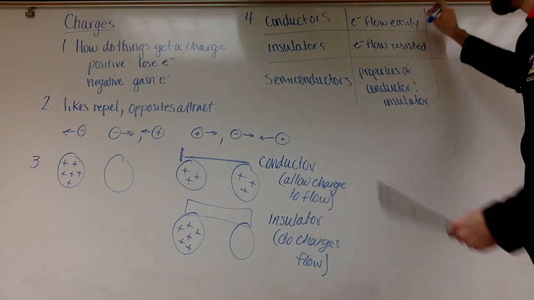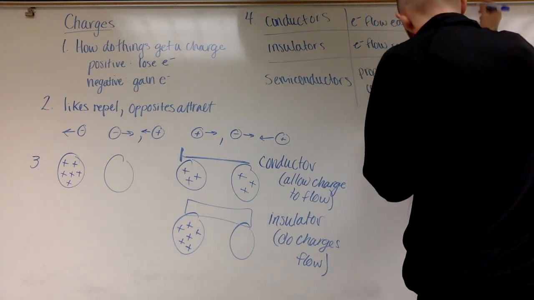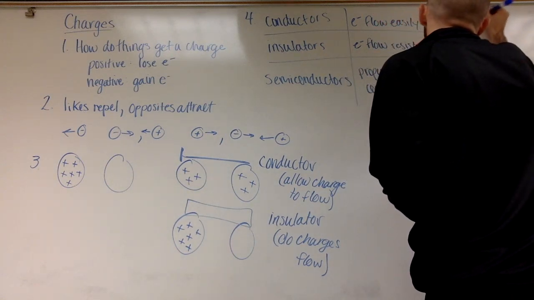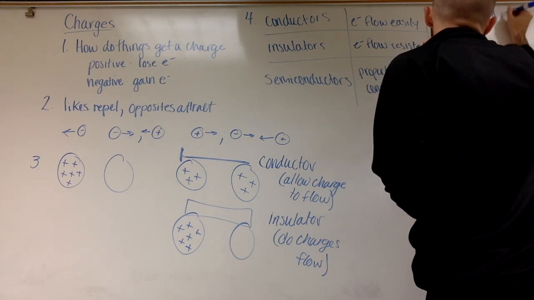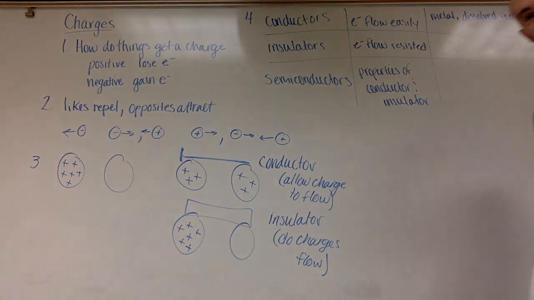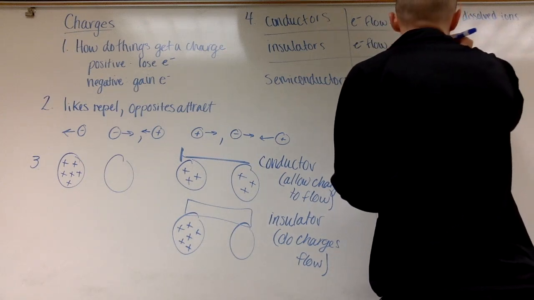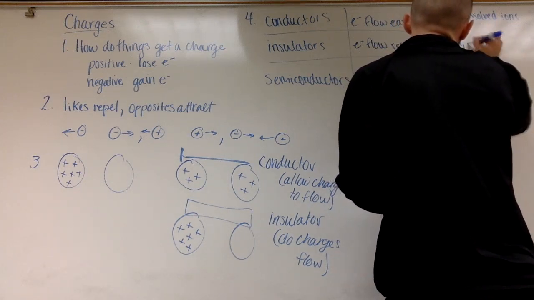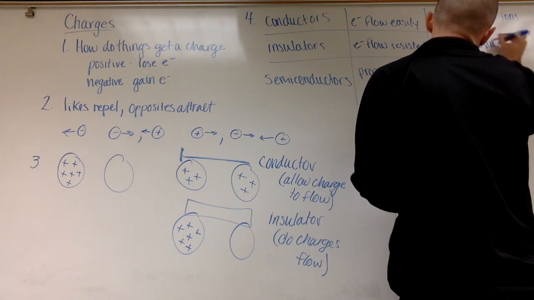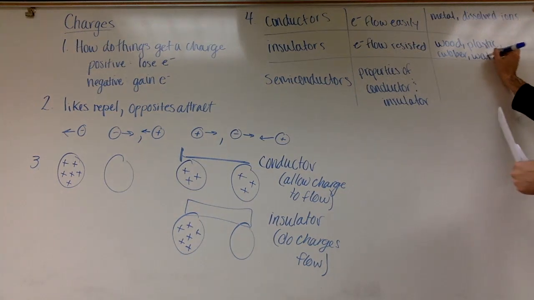So examples of conductors are metal, dissolved ions, and in my case, unfortunately, skin, because I have an extremely low skin resistance, meaning I get shocked. So if you're sweaty, it happens to you too. Things that resist electricity flowing are things like wood, plastic, rubber, and water.